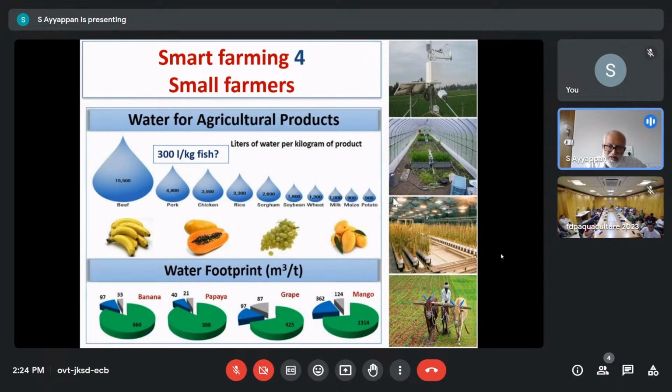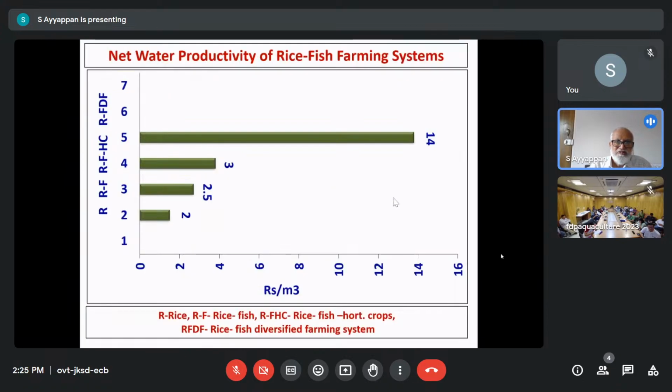So in fish, we have been discussing how much it could be in aquaculture, including evaporation, seepage, and so on. Fish doesn't consume water, but still water would be required. So we have said it's about 300 liters of water per kg of fish. Now this is the water footprint of different food production systems.